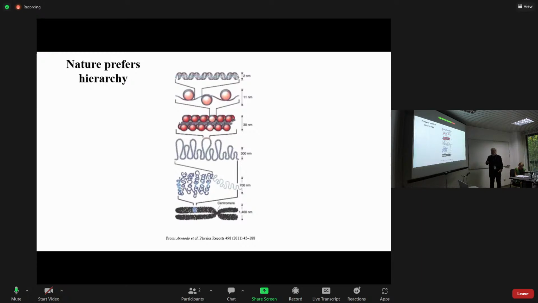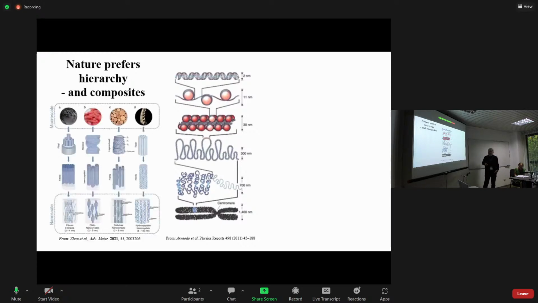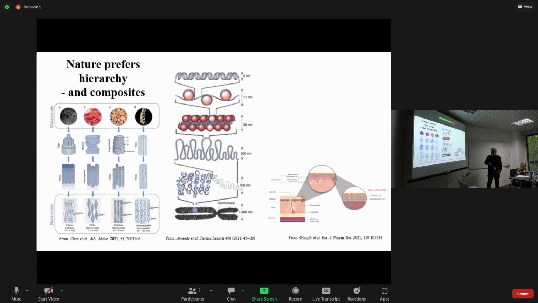So I will come back to this a little bit later in presenting you some multi-scale modeling, which is the topic of my talk. Nature also prefers composites together with hierarchy because it's this way nature can create very strong structures easily, and then these structures can be expanded and they can grow and so on.